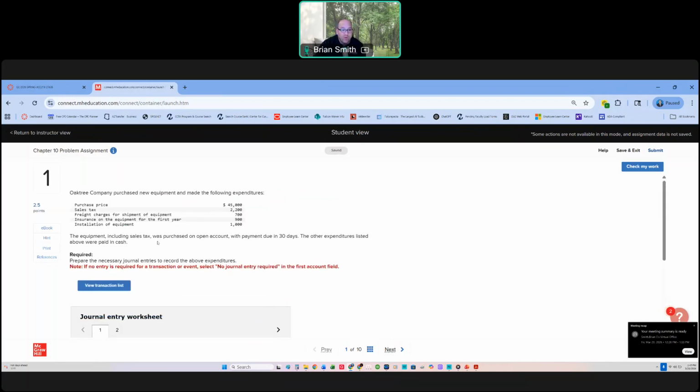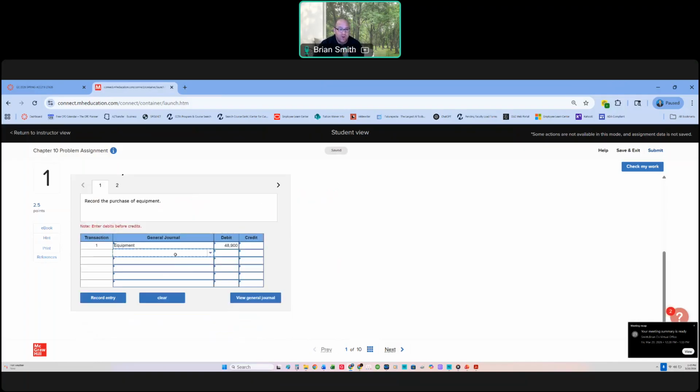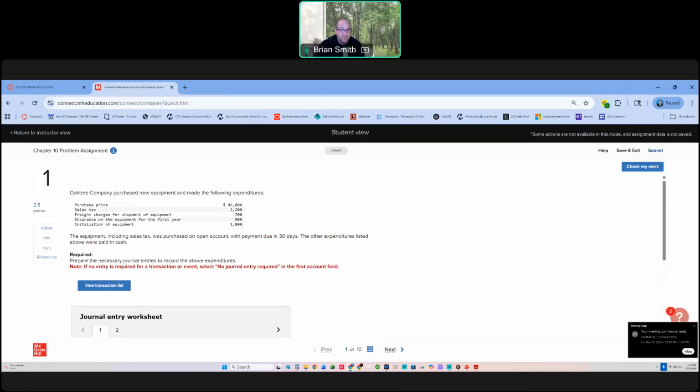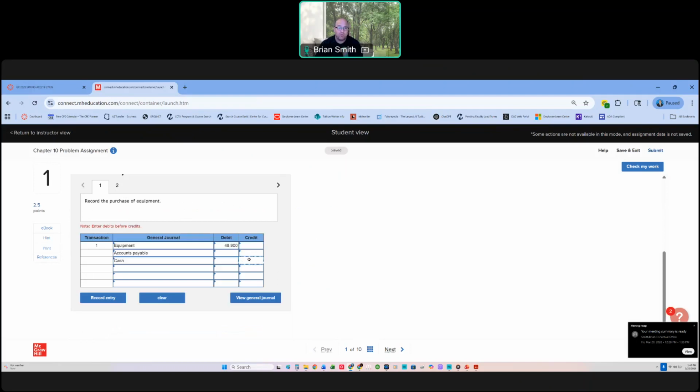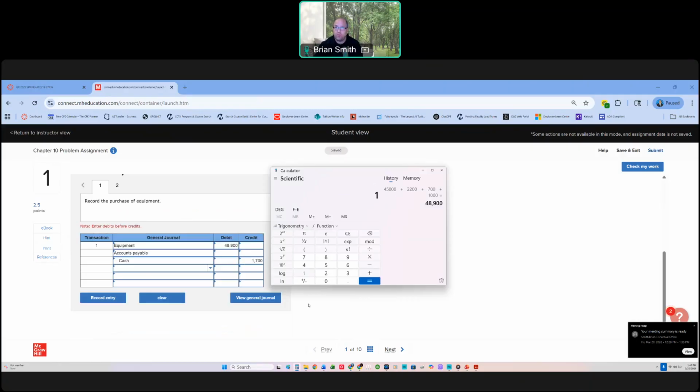And then let's find out how we do it. The other expenditures above were paid in cash. So we're going to do the 1,000 and the 700 for the equipment and sales tax on account. So we're going to have that as a credit to accounts payable. And the rest was paid in cash. So the cash amount was the install and the freight charges. So that's 1,700. And then the rest of it is going to be $47,200.